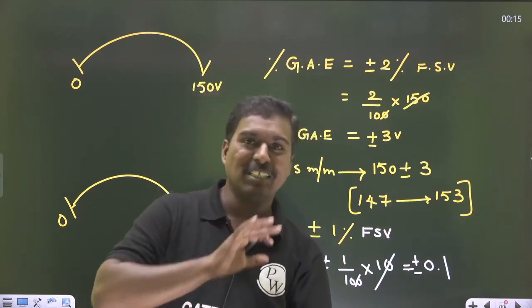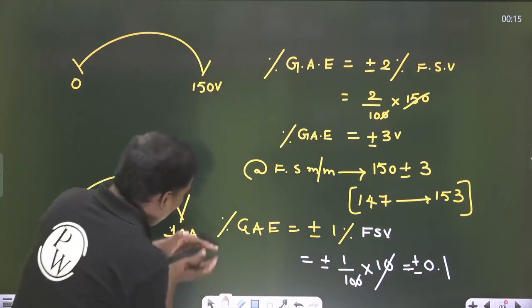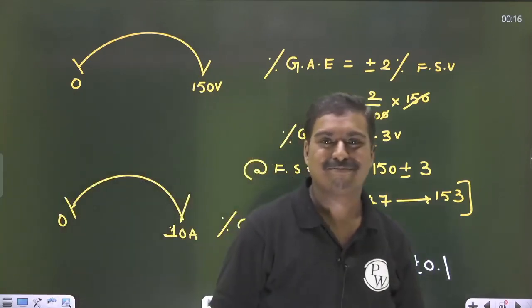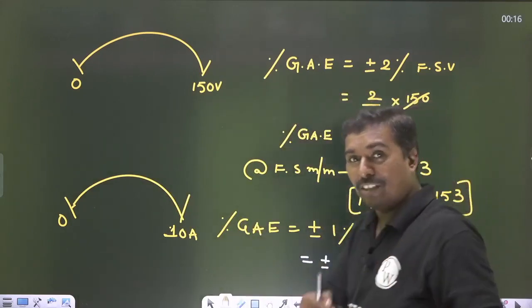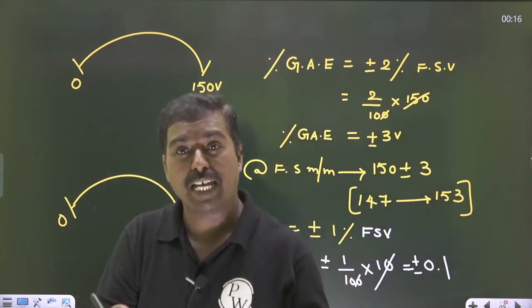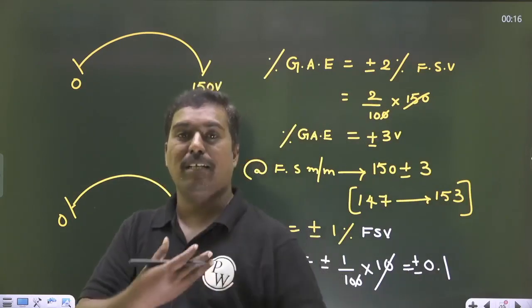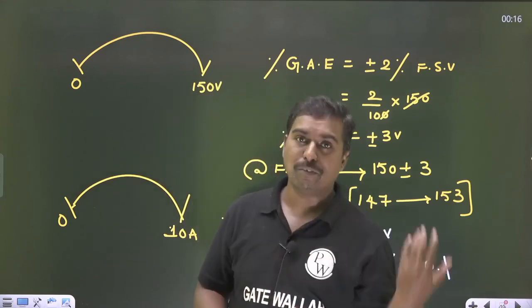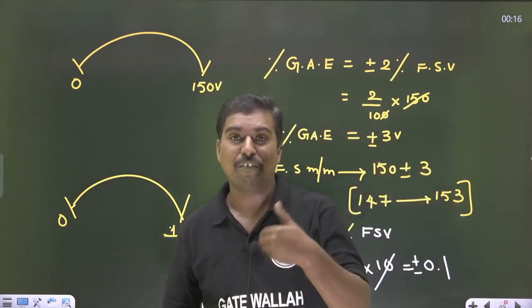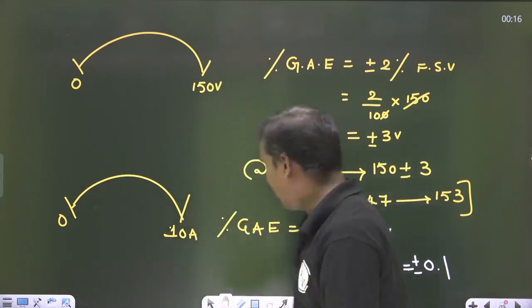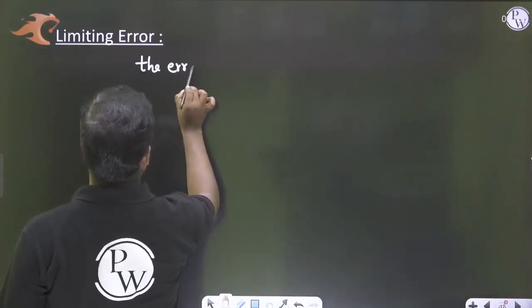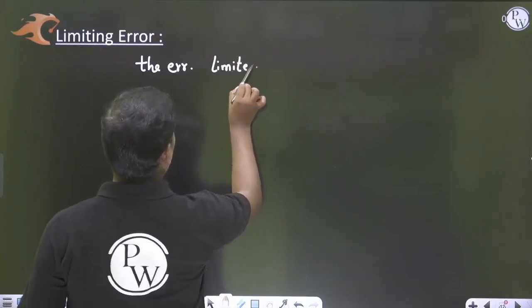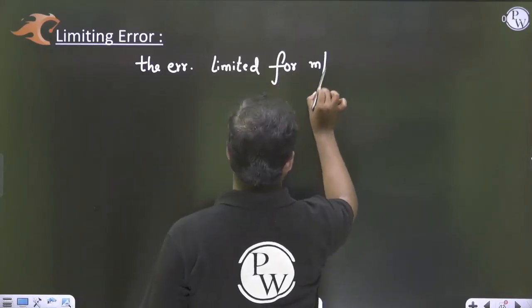Now, by using this instrument, if you are measuring other than the full scale value, then definitely the error changes. By using meters which have a certain guaranteed accuracy error, if we are measuring other than the full scale value, or including the full scale value, then one more error comes. That error is called limiting error. The error limited for user measurement by you.